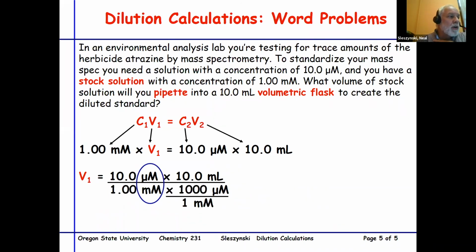I've chosen to convert millimolar into micromolar, and a simple Google search will tell you there's 1,000 micromolar in 1 millimolar. Millimolar cancels out. Now I do have the correct identical concentration units in numerator and denominator. Micromolar cancels out. And when I quickly do the math, I find out that I will pipette 1/10 of a milliliter of stock solution into a 10 mil flask, dilute to the mark to get my final desired concentration of 1 micromolar.